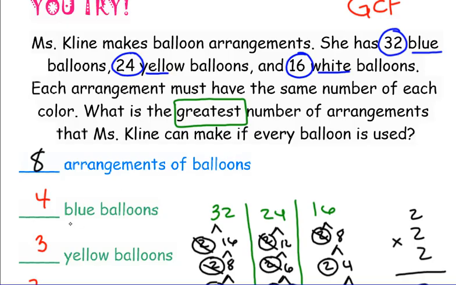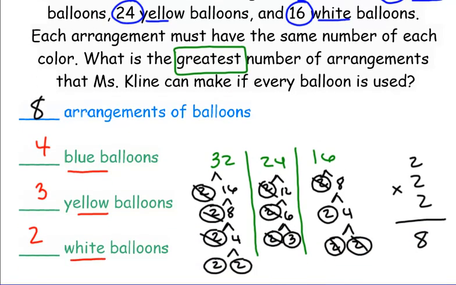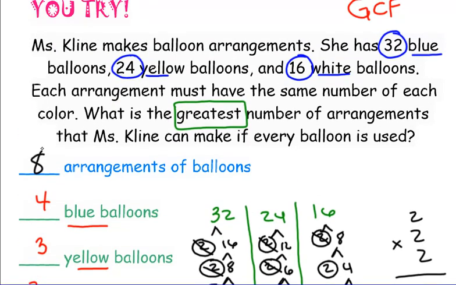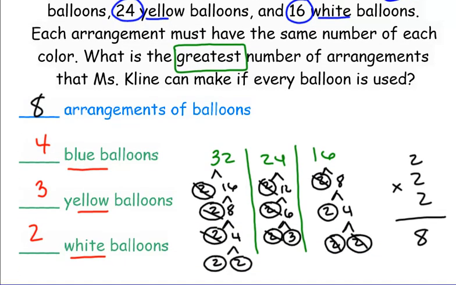Now it's asking me specifically how many blue, how many yellow, and how many white. So then I take my GCF and I divide it back into each color. So start with blue. 32 divided by 8 is 4. Yellow. 24 divided by 8 is 3. Last one. White. 16 divided by 8 is 2.